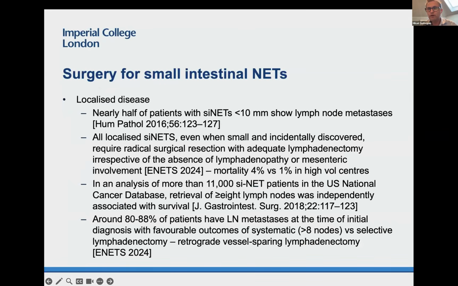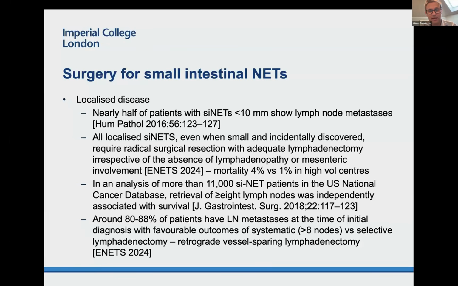I'm going to start off discussing surgery for small intestinal neuroendocrine tumors. Now, it's important to mention that even when we think that there is localized disease, nearly half of these patients have lymph node metastasis, even when the tumors are very small, smaller than a centimeter. So we should presume that all of these patients, for the purposes of surgical planning, have lymph node metastasis and need a lymphadenectomy. So they require radical surgical resection with adequate lymphadenectomy, irrespective of what the imaging suggests preoperatively.